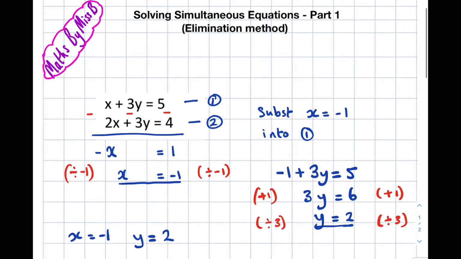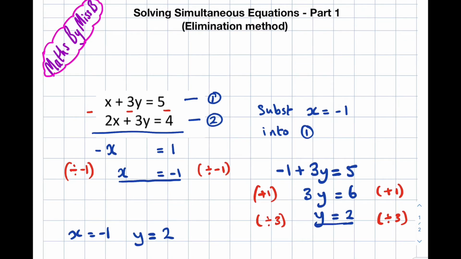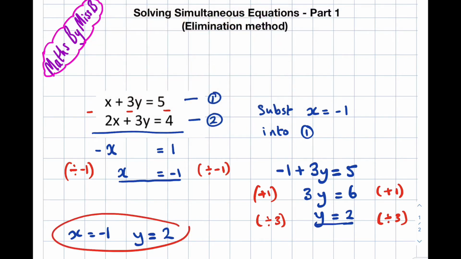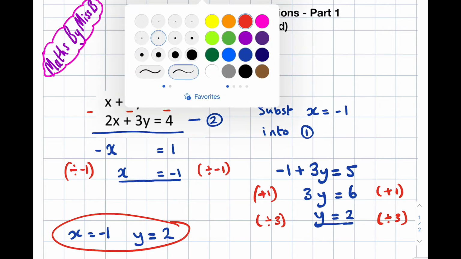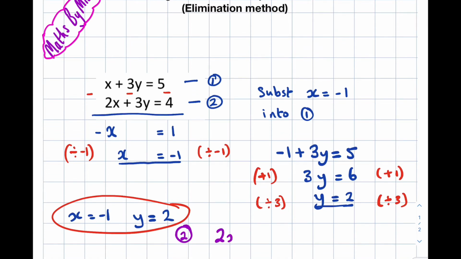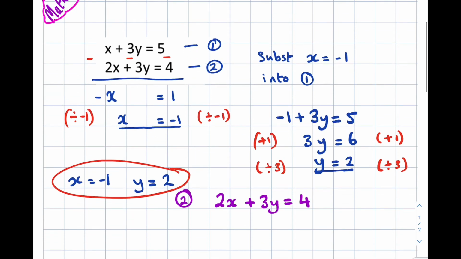Now, how do we know if we've got the correct solution here? What you can do to double check, you could substitute your solution into the second equation, the one that you haven't used. Okay, so let's just do that. So when x is minus 1 and y is 2, let's substitute it into equation number 2. So we have 2x in equation number 2, and we have plus 3y. We also have equals 4. So let's substitute x equals minus 1 and y equals 2 into this equation.